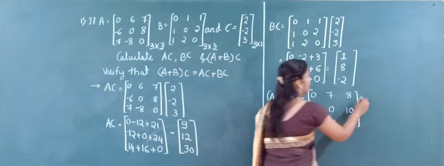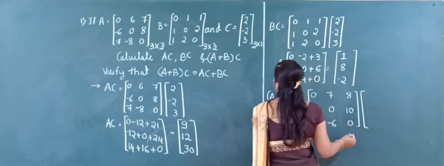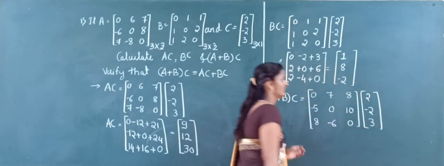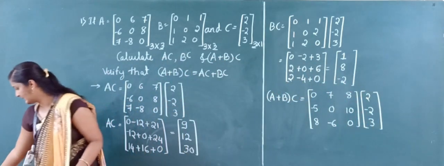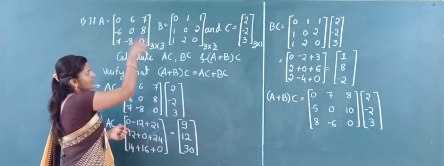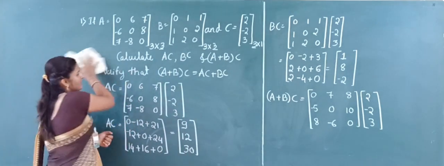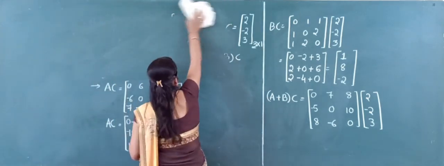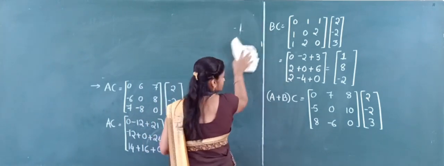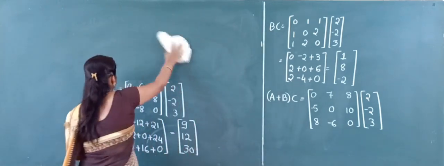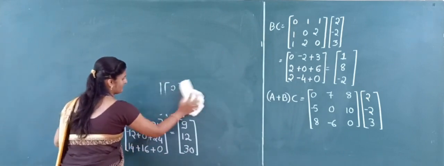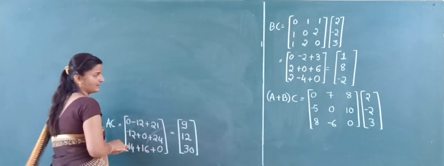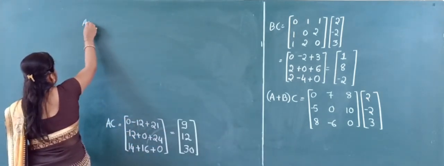So you have to multiply this A plus B with C. C is 2, minus 2, 3. Okay, so you have to multiply A plus B into C. I will rub the question part and solve here. I will rub this also. This is our AC. I will take it like this only. So A plus B into C, what will you get?